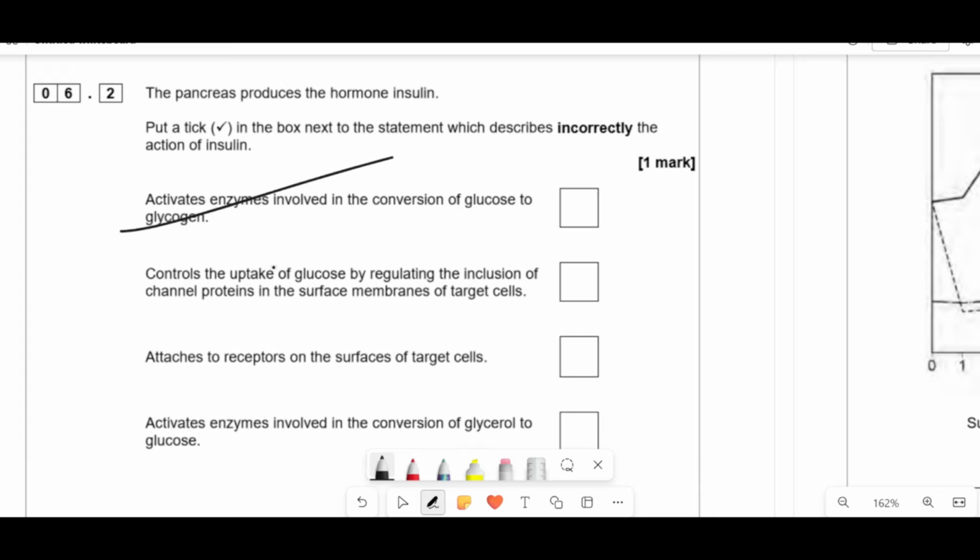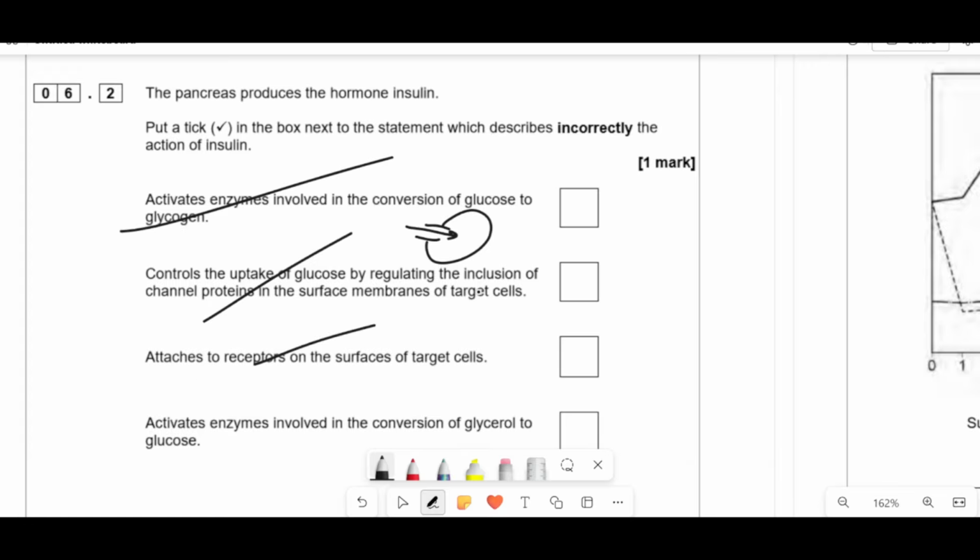So that one's out. Correct. Controls the uptake of glucose by regulating the inclusion of channel proteins in the surface membrane of target cells. Again, that is correct, because if you have channel proteins in a cell, they're able to take that glucose in and take it away from the blood. So that one's out. Attaches to receptors on the surface of target cells. That's how all hormones generally work that are like insulin, except steroid hormones, which can go into the cell.